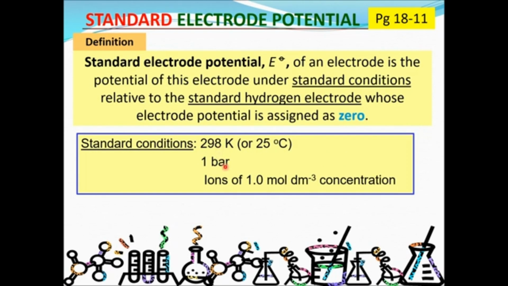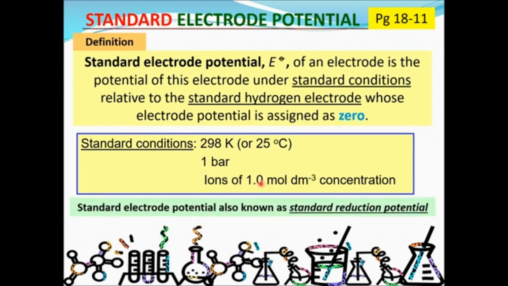And these are the conditions that are involved. Again, 1 bar of partial pressure of the gas that's involved, and 1 mole per dm cube concentration of the ions that are involved in this electrode potential or in this half cell. So we also consider this as a standard reduction potential because, based on the syllabus, we write the forward reaction as a reduction equation as mentioned earlier.